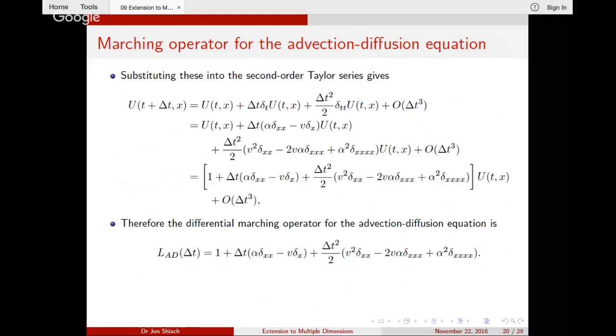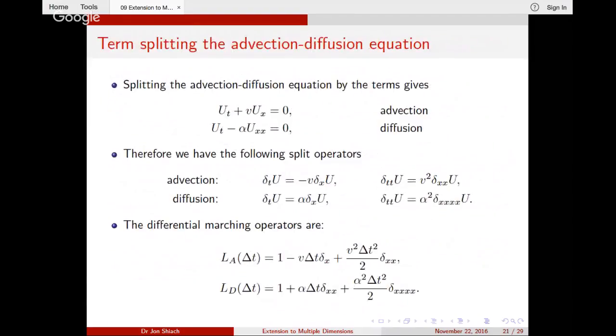Okay, that's the unsplit. We're going to split it up: one is going to be an advection problem, one is going to be a diffusion problem. Okay, you can do that. So there's our 1D advection, there's our 1D diffusion. I'm not going to go through all of this, but that's where we have the operators. And if we look at the marching operators, that's our advection marching operator, LA I've called it, and that's our diffusion operator, LD.